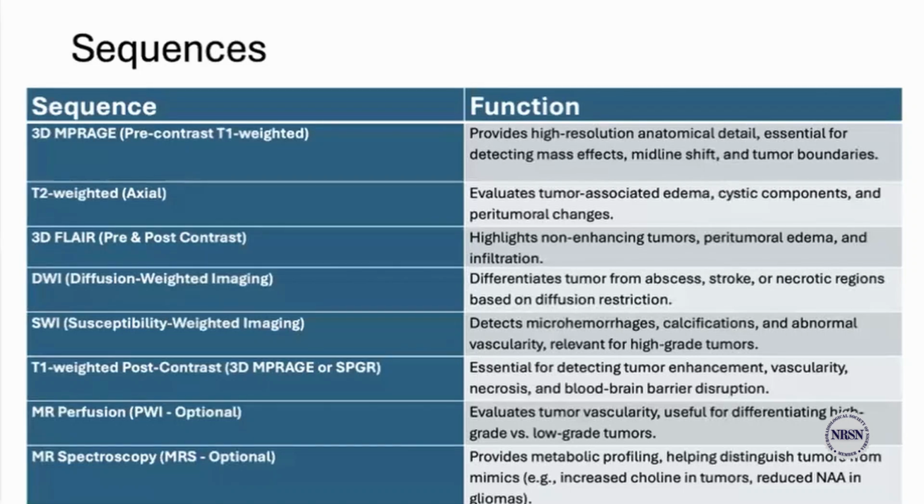Again, MRI spectroscopy that we do, MRI spectroscopy will provide metabolic profiling and will help us distinguish tumors from mimics. For example, you can look at the ratios, check if there is, for example, increased choline in tumors or reduced NAA in gliomas, things like that. So yeah, that is basically our tumor protocol.